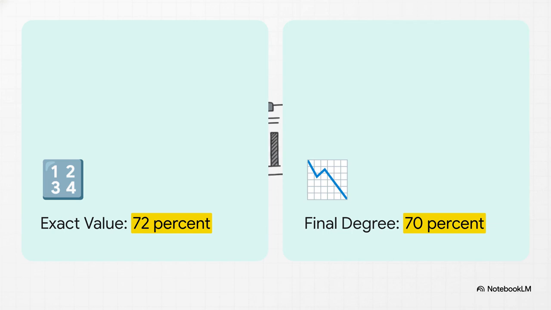So, jumping back to our example, our 72% combined value has to be converted to the nearest 10. Since 72 is closer to 70 than it is to 80, it converts down. So 70% represents your final official degree of disability.